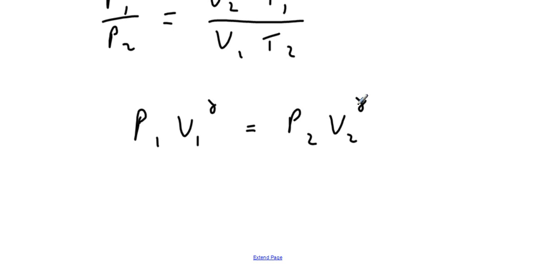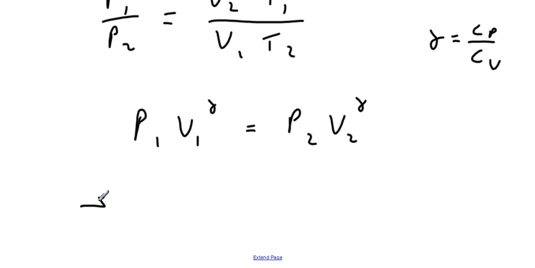Now, what does that mean? Back to the formulas on page 511. No, not 511, 514. Okay. And the gamma is the heat capacity at constant pressure divided by the heat capacity at constant volume. Okay, so that's what that is.